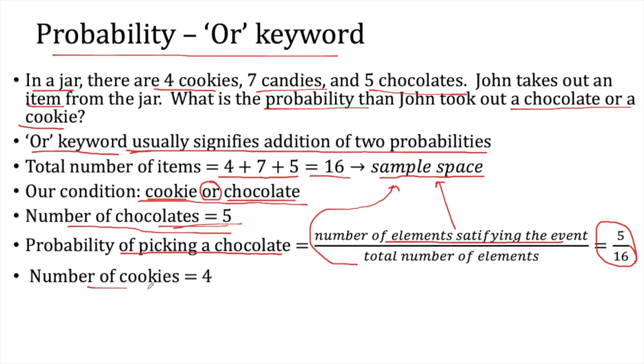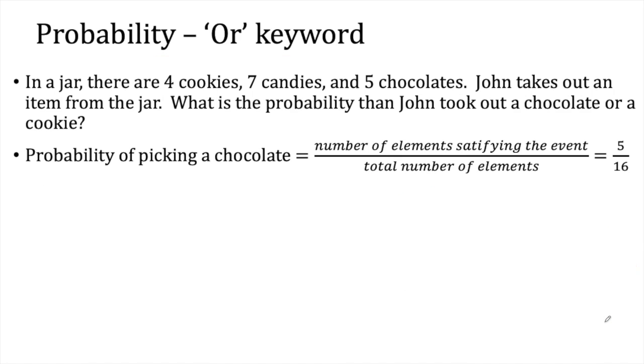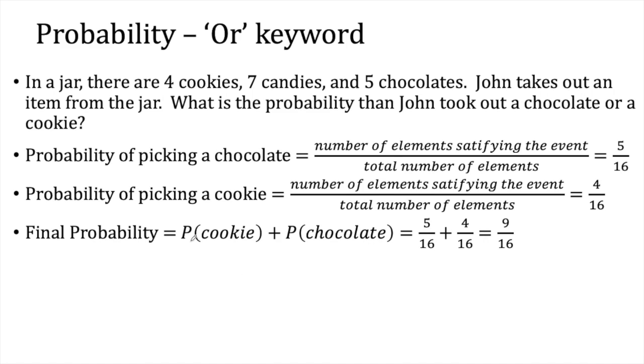Next, we see the number of cookies is 4, and we'll do the same thing. We'll find out the probability of picking a cookie, and that is 4 upon 16, since the number of elements satisfying the event is 4 cookies, since there are 4 cookies in the jar, and the total number of elements is 16. So now we must just add these two probabilities to get 9 upon 16 as our final probability. So that's our answer.